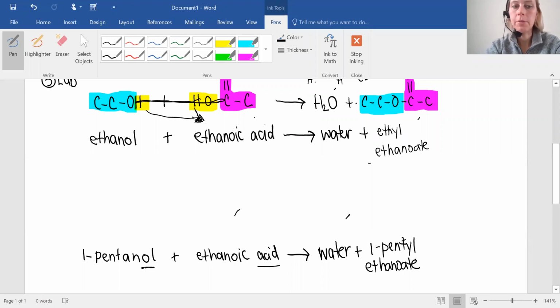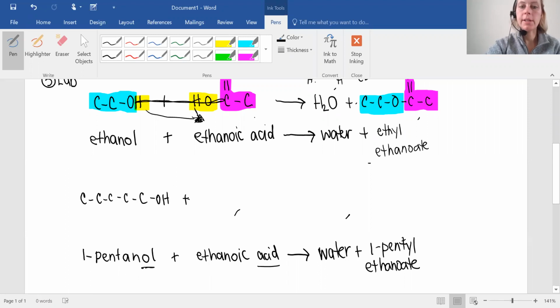One pentyl ethanoate. Again, the trend from the alcohol is that branch name. The base name comes from my acid. Well, let's draw this out. I have 1, 2, 3, 4, 5, and on the first carbon, I have an OH group.